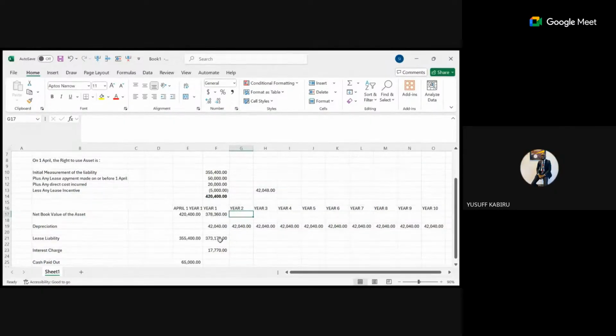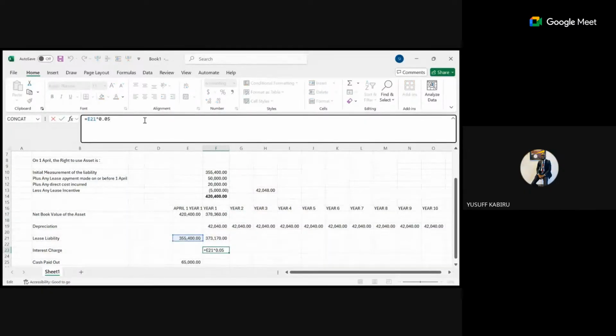Okay, the last thing I said was that for the interest charge, it is 5% on the lease liability. Can you see my cursor? Yes, sir. That is clear, abi? Yes, sir. Okay.